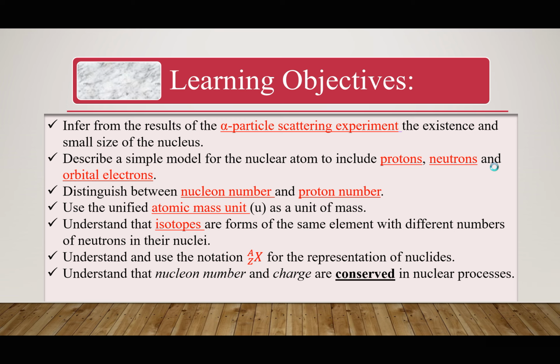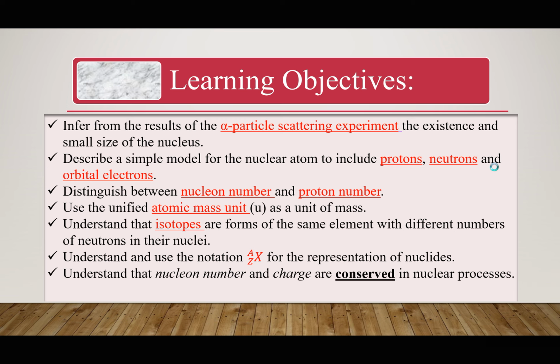We shall be able to describe a simple model for the nuclear atom to include the protons, neutrons, and orbital electrons. We shall be able to distinguish between nucleon number and proton number. We shall use the unified atomic mass unit as a unit for mass. That unit will be very important in A-level paper 4.